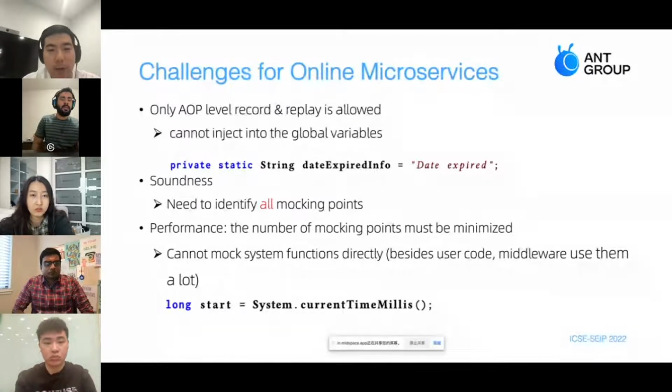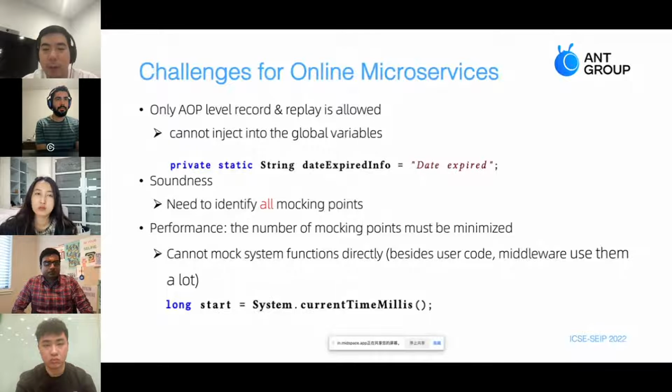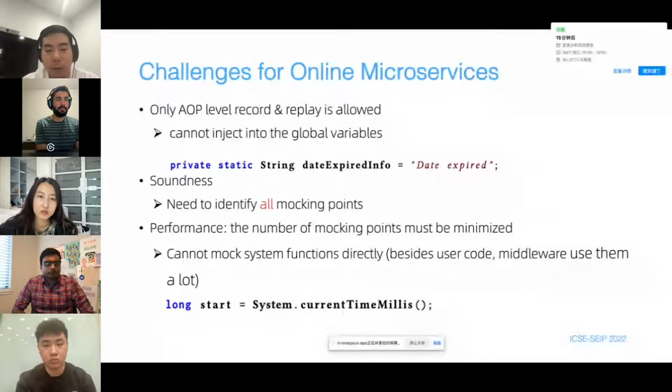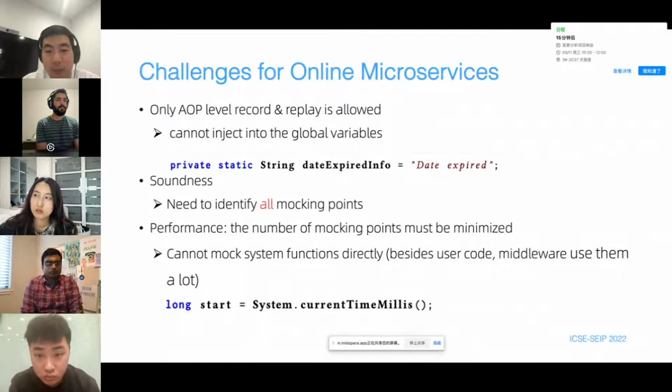And the other is performance. In the online environment, the recording process affects the performance. If it affects the performance too much, then it will affect the user experience. So too many mocking points will make the user experience suffer. We don't allow too many mocking points in our recording process. For example, some system functions cannot be mocked directly because there are too many of them.